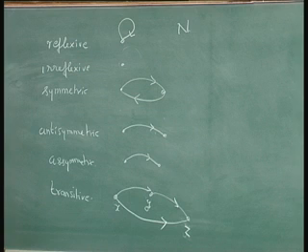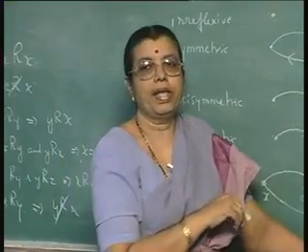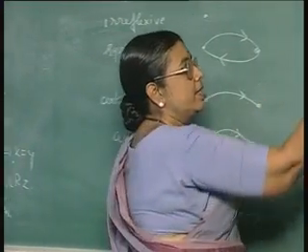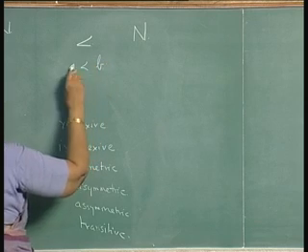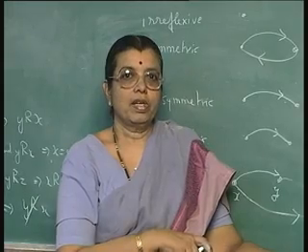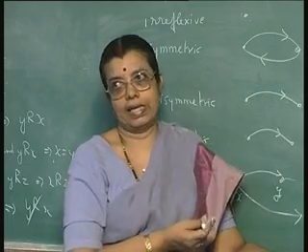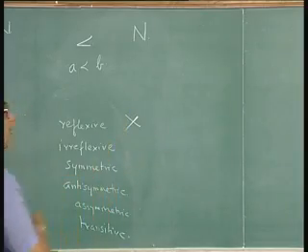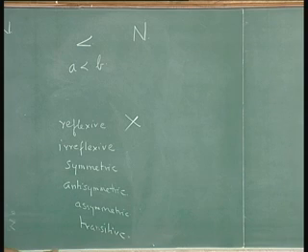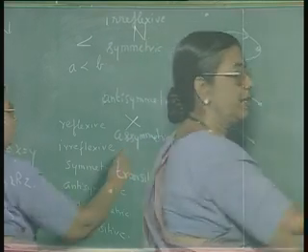Now, what about the less than relation on the non-negative integers? A is related to B if A is less than B, where A and B are non-negative integers. What can you say about this relationship? Is it reflexive? A is less than A is not correct. So, it is not reflexive. Is it irreflexive? Yes, A is not related to A for any A. So, it is irreflexive.